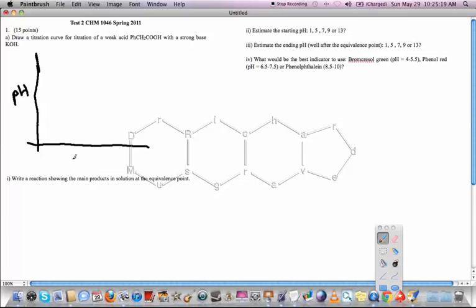And what are we adding? We're adding the base. So it'd be volume of KOH, because we're titrating this with this. Alright, so we're looking at what we're starting out with. We've got a weak acid. We'll start out at a pH of about 5. And then we will draw our curve.